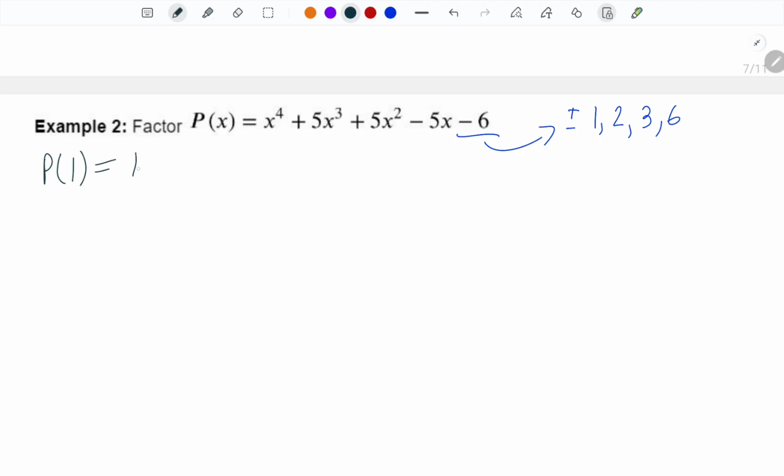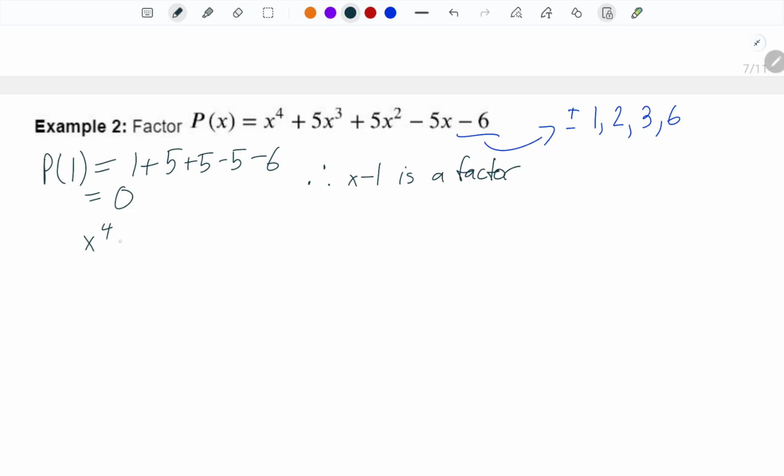P of 1 is just going to be 1 plus 5 plus 5 minus 5 minus 6. Well, that's 11 minus 11, which is actually 0. So there we go. We actually got it quite quickly there. But again, if you don't get it the first time, just keep trying different numbers until eventually you get one that works. So therefore, x minus 1 is a factor. Okay, so step 2, we found our factor. Now we need to divide by this factor.